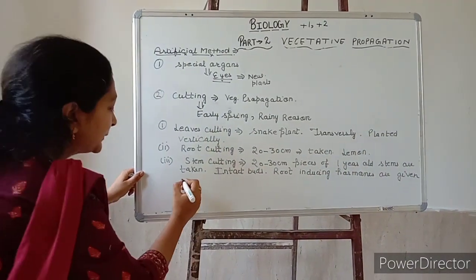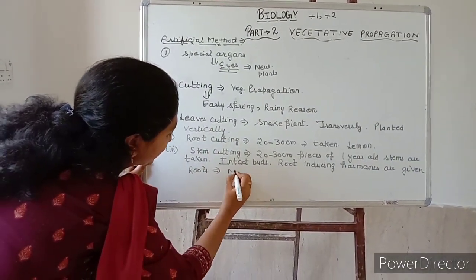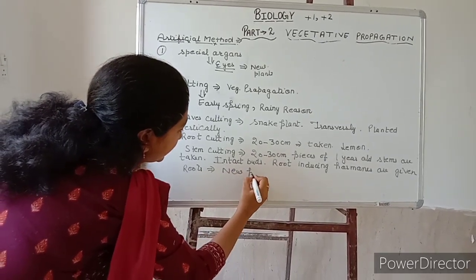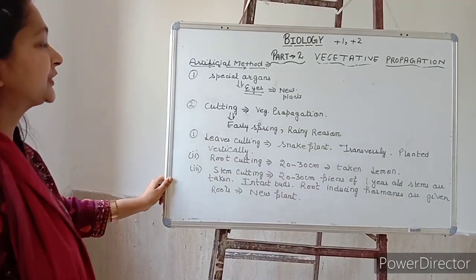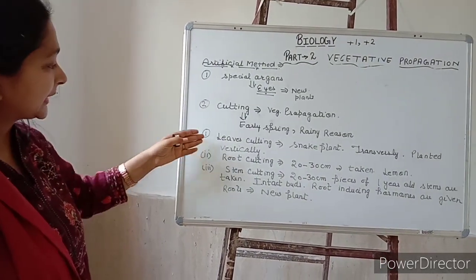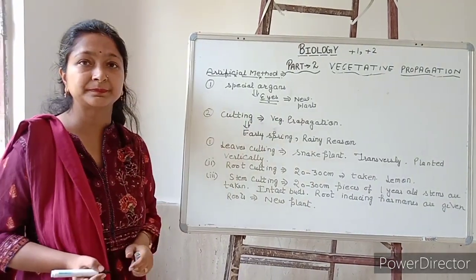They will develop roots and form a new plant and help in vegetative propagation. So these are the cutting of leaves, cutting of roots and cutting of stem.